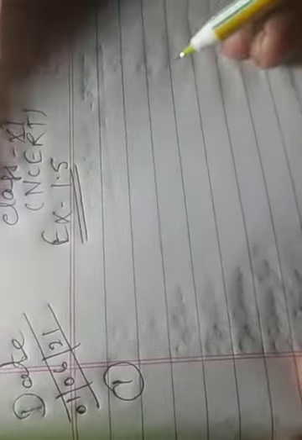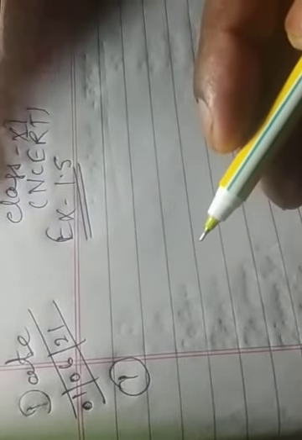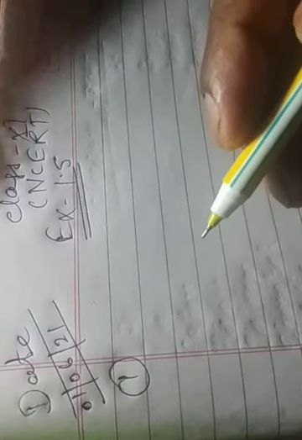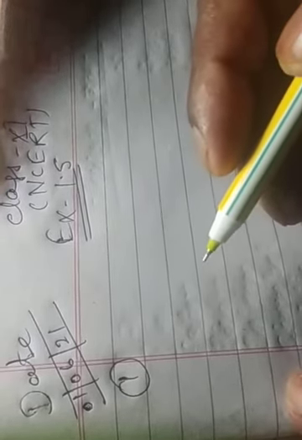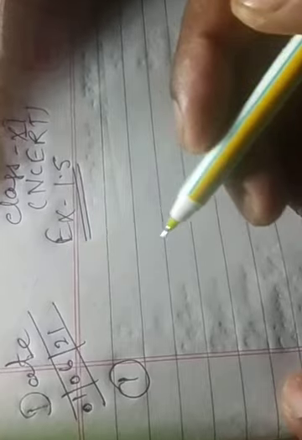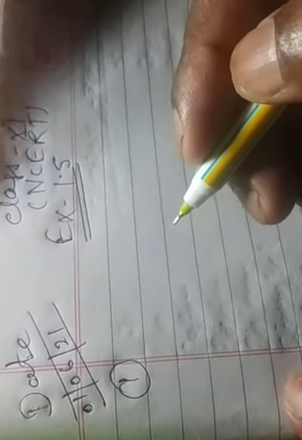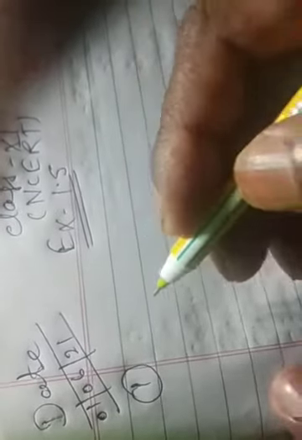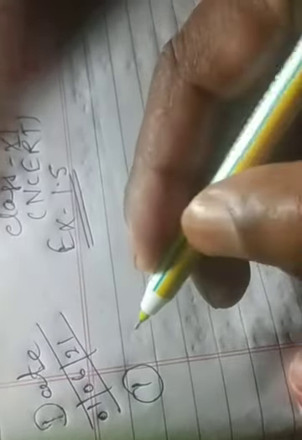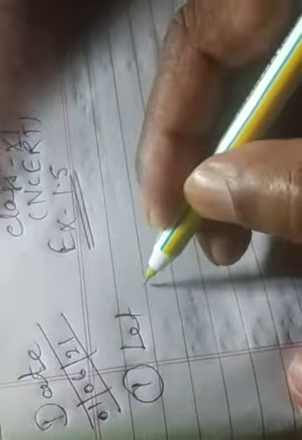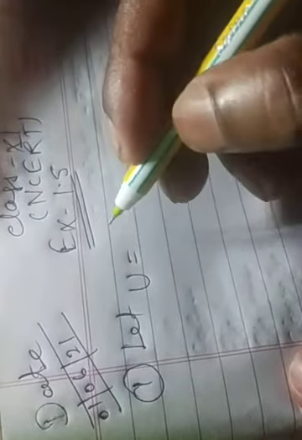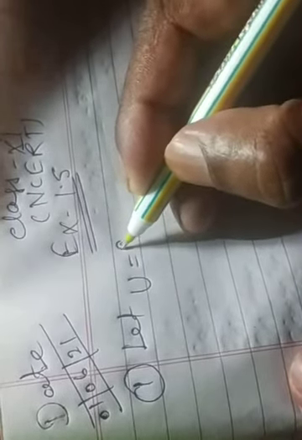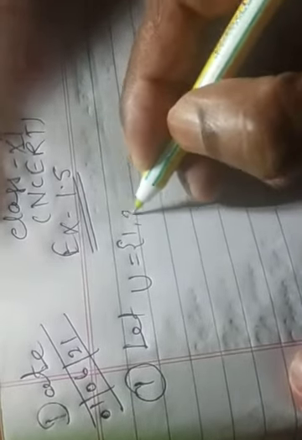We are going to solve exercise 1.5, because we have understood union, intersection and complement, and also De Morgan's law. The first question is: let U be the set with 9 elements from 1 to 9.